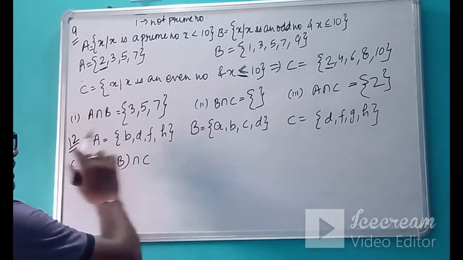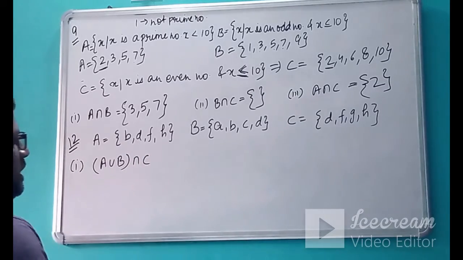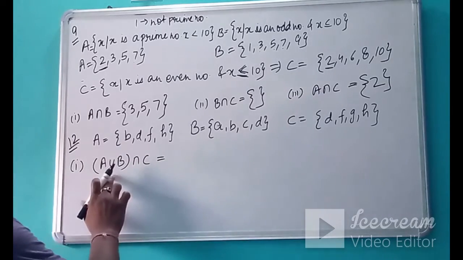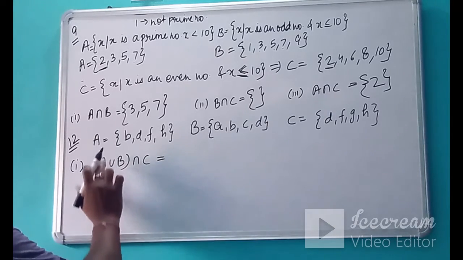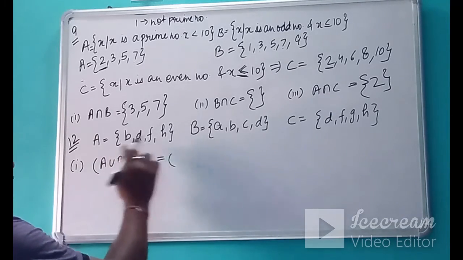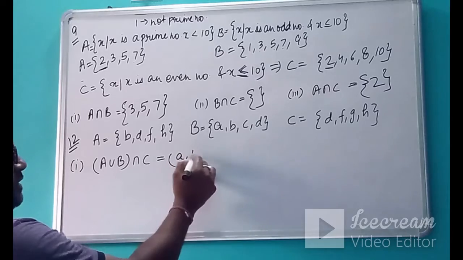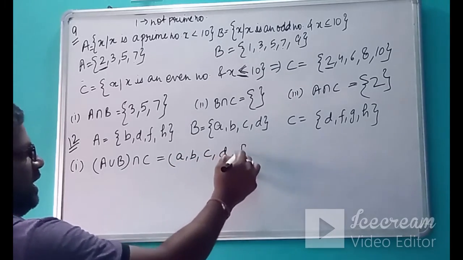Now all the sets are given, A, B, C, D. Now we have to do the operation. First we have to calculate A union B. So what is A union B? All the elements A, B, C, D, F and H.